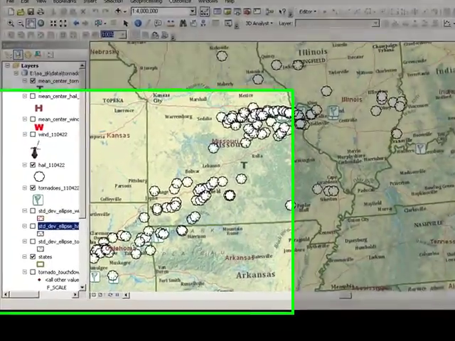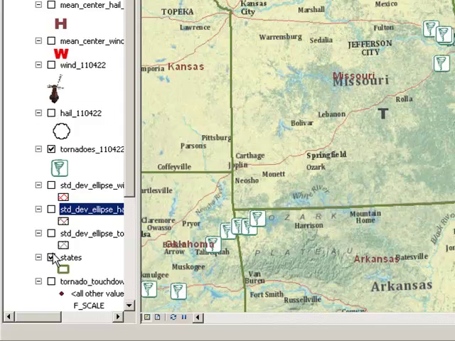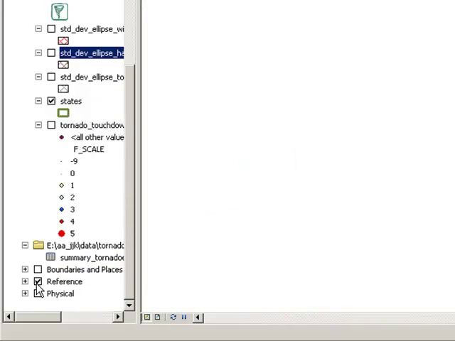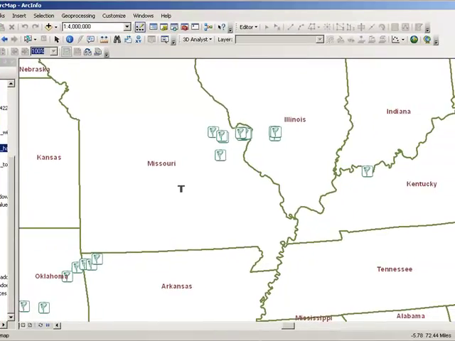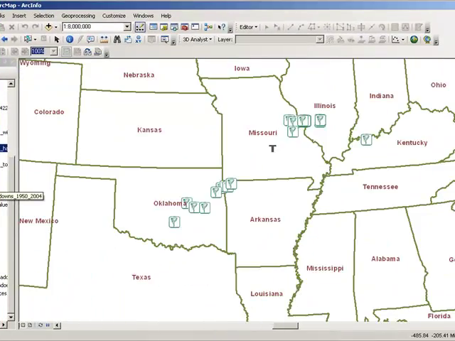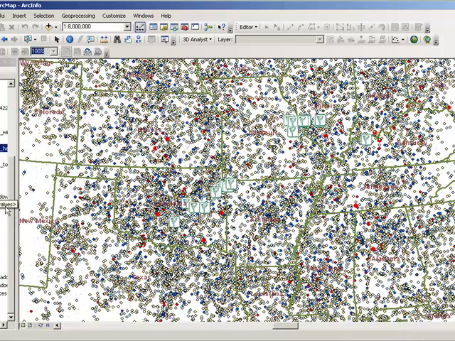The next section of the lesson has to do with comparing one day of tornadoes to historical tornadoes. So we're going to go ahead now and just turn on the one day's worth of tornadoes right there. Excellent. Let's go ahead and turn off our base map here so we can just have a simple base map. If we turn this layer on, now we're seeing all the tornado touchdowns from 1950 to 2004.